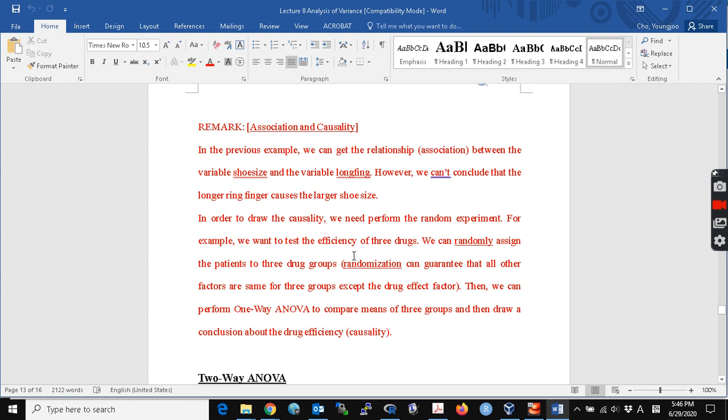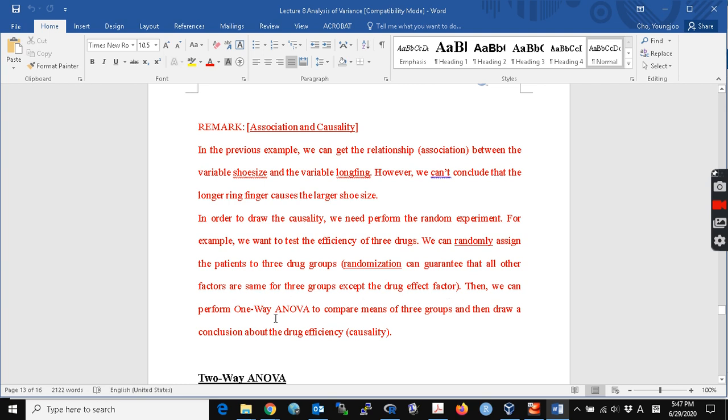For example, if you want to test the efficacy of drugs, we build a randomized experiment. The randomization removes all the effects that might affect the responses. It guarantees that all other factors are the same for the three groups except the drug effect factor, so that the drug effect factor is the only one that causes a difference in the responses.